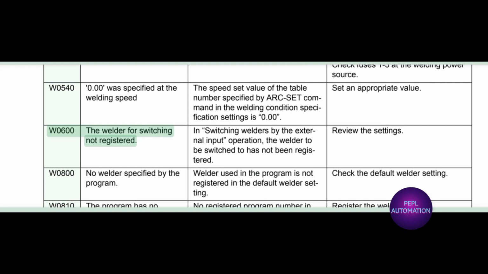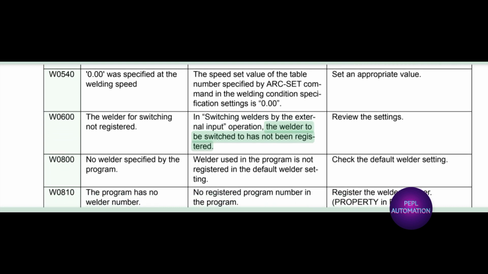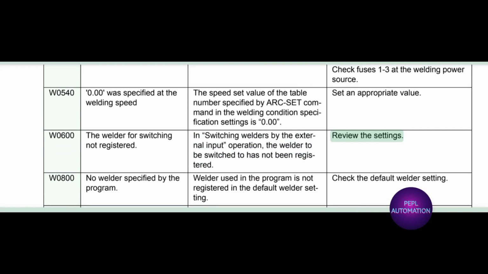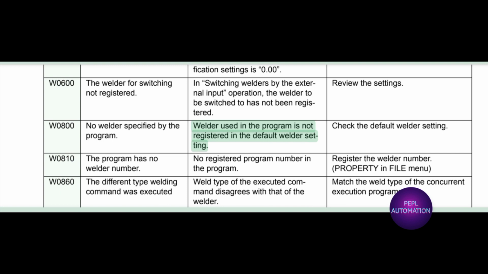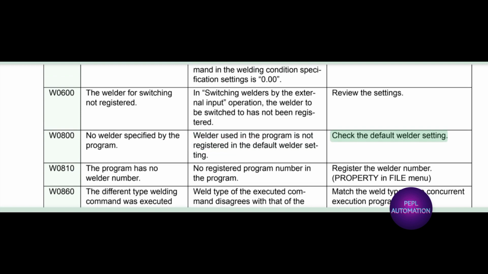W0600 the welder for switching not registered. In switching welders by the external input operation, the welder to be switched to has not been registered. Review the settings. W0800 no welder specified by the program. Welder used in the program is not registered in the default welder setting. Check the default welder setting.